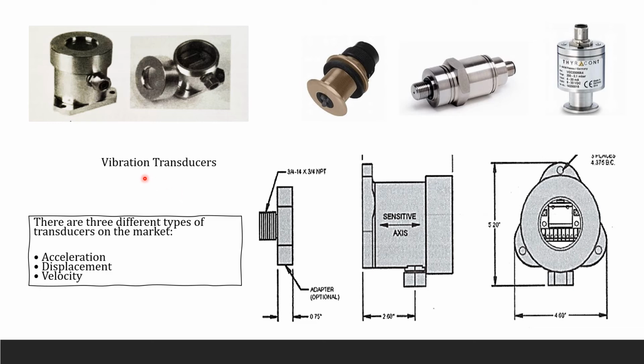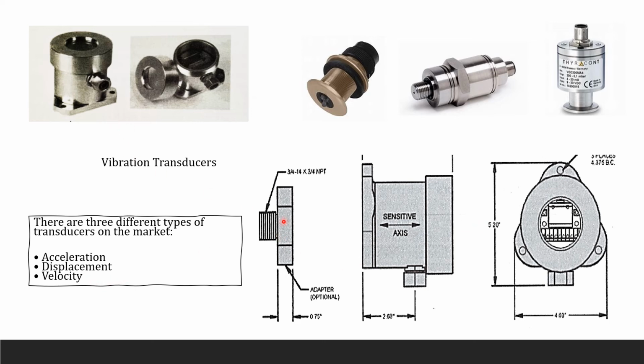Alright, the monitoring device, the first one is your vibration transducer. They look like that because there are many of them in the market. You can easily buy them. There are three different types of transducer. One is acceleration, another one is displacement, and the last one is velocity.